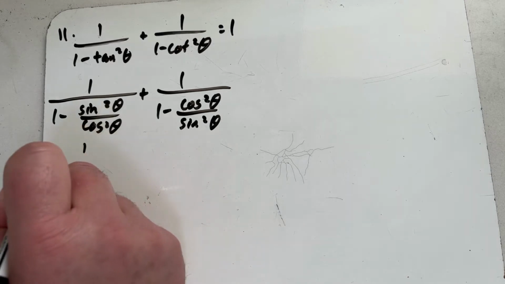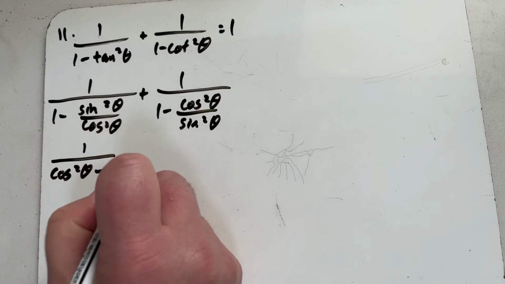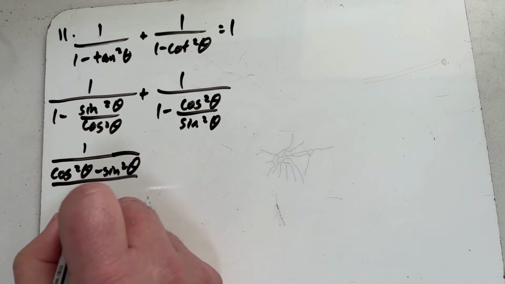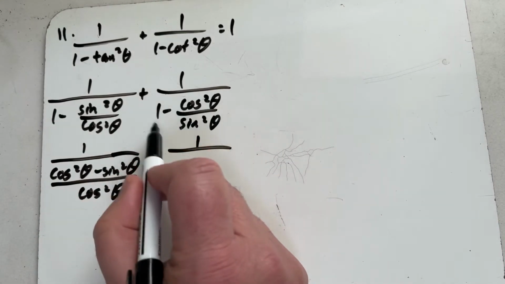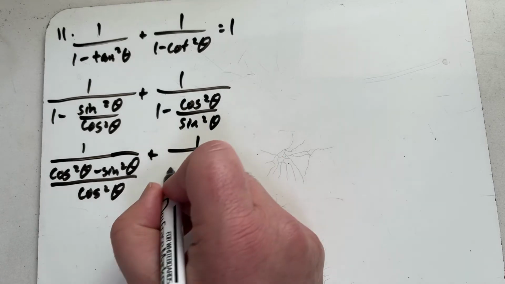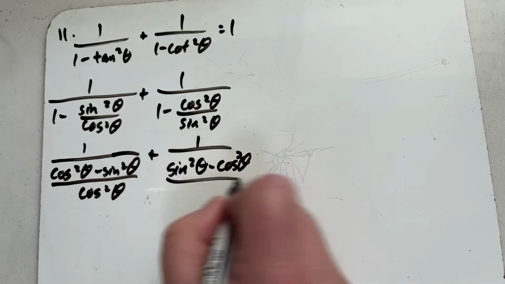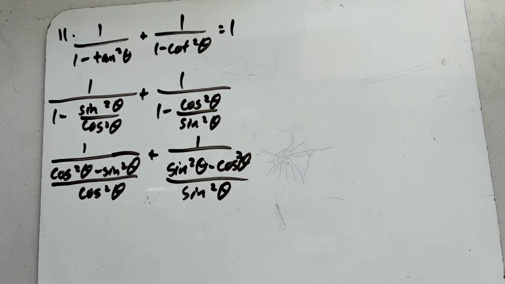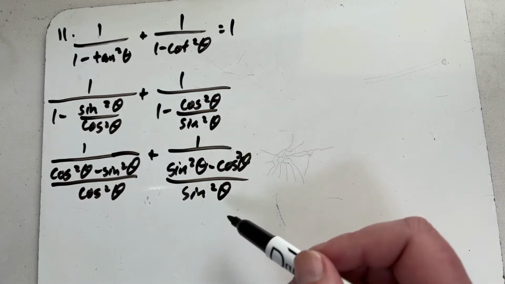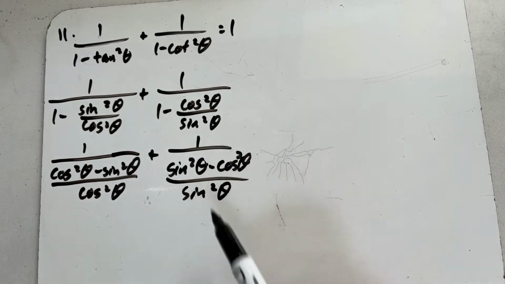So I have 1 over cosine squared minus sine squared over cosine squared, plus 1 over, and again down here, this is my common denominator, sine squared. So I'll have sine squared minus cosine squared over sine squared. So check it out. I have 1 divided by another fraction. Going back into elementary school, if we had a number divided by a fraction, that would become multiplied by its reciprocal, if you think back to that.